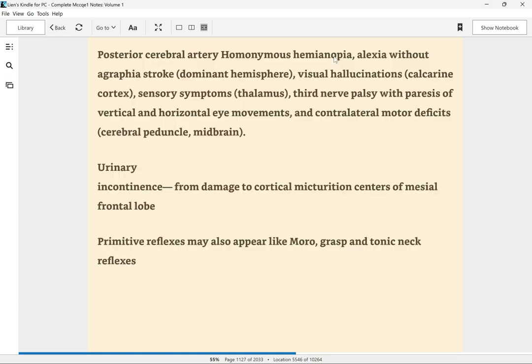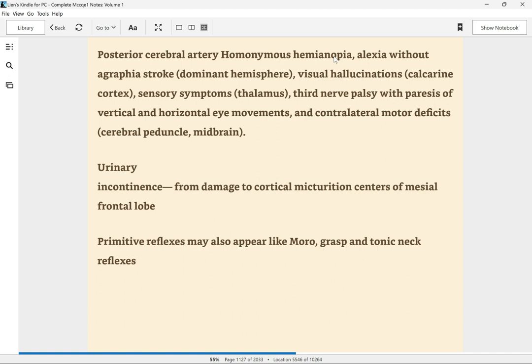Brain lesions. Posterior cerebral artery stroke: homonymous hemianopia, alexia without agraphia in the dominant hemisphere, visual hallucinations from the calcarine cortex, sensory symptoms from the thalamus, third nerve palsy with paresis of vertical and horizontal eye movements, and contralateral motor deficits from the cerebral peduncle, midbrain.